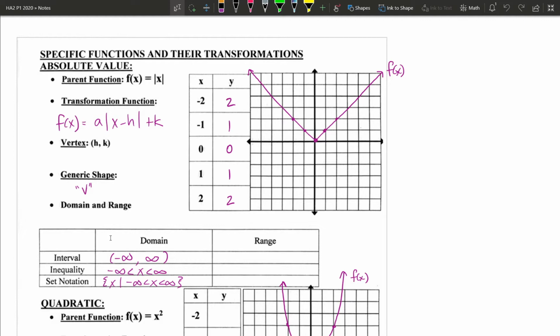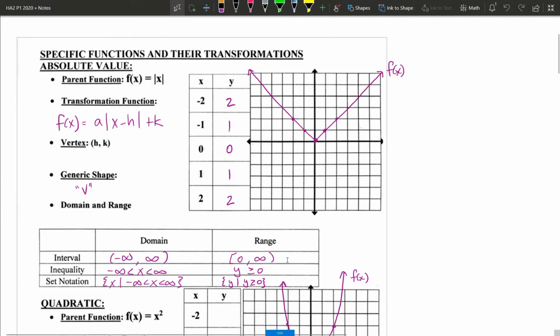One that's a little different for this one is going to be the range. So the range has a hard stop at 0, right? It doesn't go below 0. So we're going to have the square bracket for a hard stop that includes 0. And then it goes up to infinity. Cool beans. The inequality for that guy is going to be y is greater than or equal to 0. So our set notation will be curly bracket y such that y is greater than or equal to 0. A lot of information for one little graph.